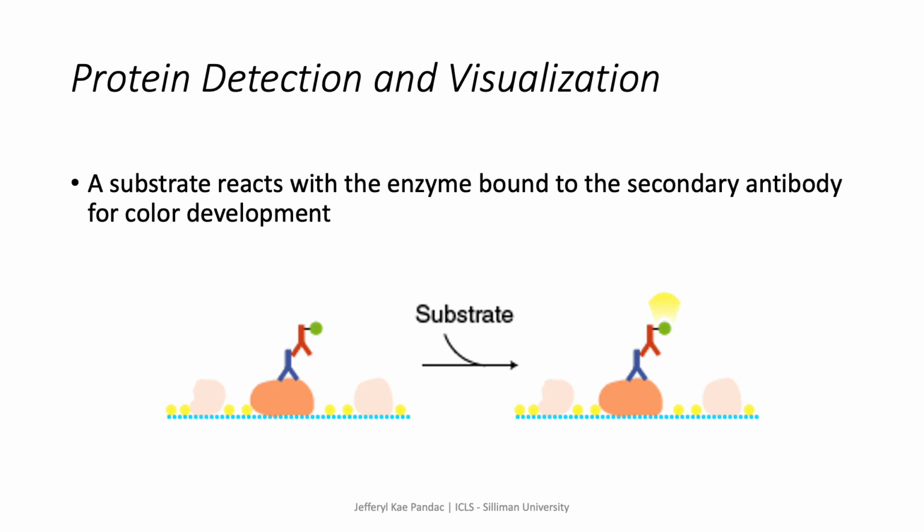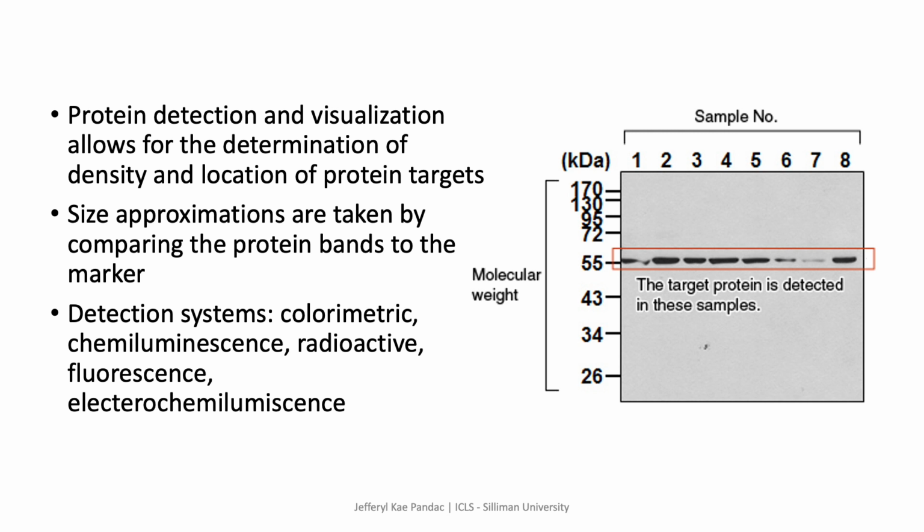Prior to the detection and visualization of the reaction in Western blot, a substrate is added for the enzyme to act upon. The substrate reacts with the enzyme that is bound to the antibody. Then, the color development is detected and should tell whether the protein target is present or not. Protein detection and visualization allows for the determination of not only the density of the protein targets, but also their location. So the size approximations of the targets are taken by comparing the protein bands to the marker.